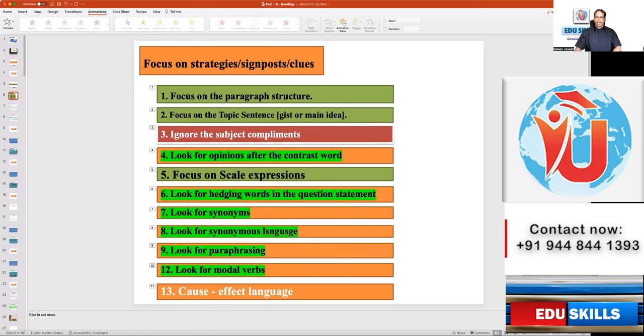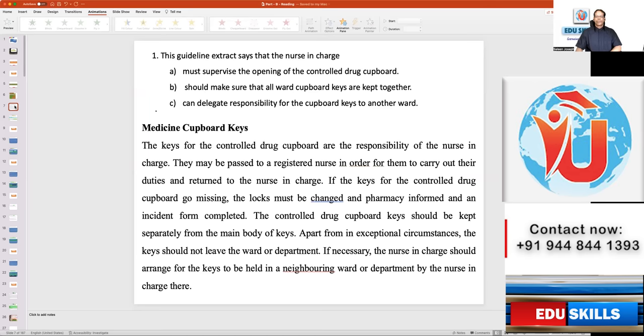First one is focus on the paragraph structure. Focus on the topic sentence for gist or main idea. Ignore the subject complements so that you understand the sentence better. Look for opinions after the contrast word. Focus on scale expressions. Look for hedging words in the question statement. Hedging words means the keywords, main words. Look for synonyms, synonymous language, paraphrasing, and look for modal verbs and cause and effect language. There is a spelling mistake in synonymous language. Sorry for that.